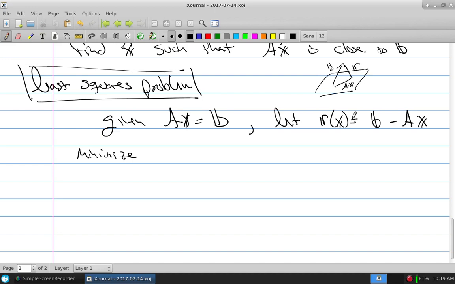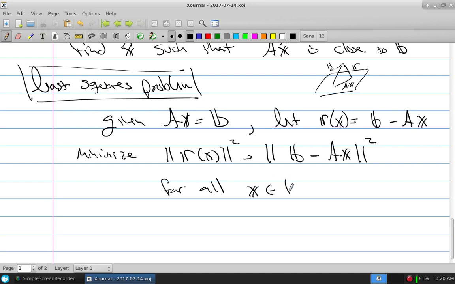This is my wrongness. What I need to do is find every single residual for the infinite number of possibilities for Ax and pick the smallest. Picking the smallest is the same as picking its magnitude, but the magnitude involves the square root. So instead of minimizing r, I'm going to minimize the magnitude of r(x) squared, which is simply the magnitude of b - Ax squared, for all x in Rn.